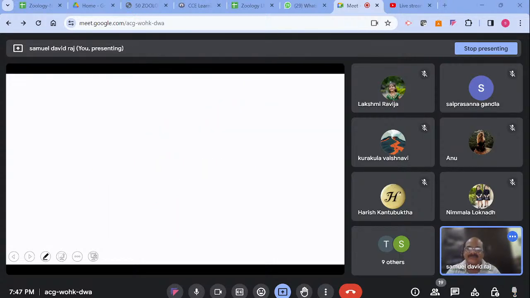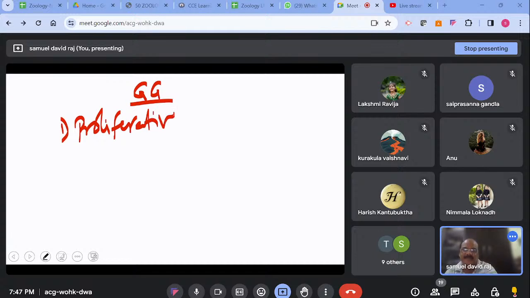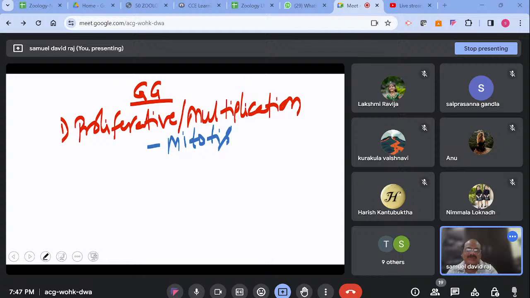Coming to gametogenesis, it involves three phases. The first phase is called the proliferative phase, or we can also call it the multiplication phase. During this phase, only mitotic divisions take place, which results in a large number of mother cells of gametes.